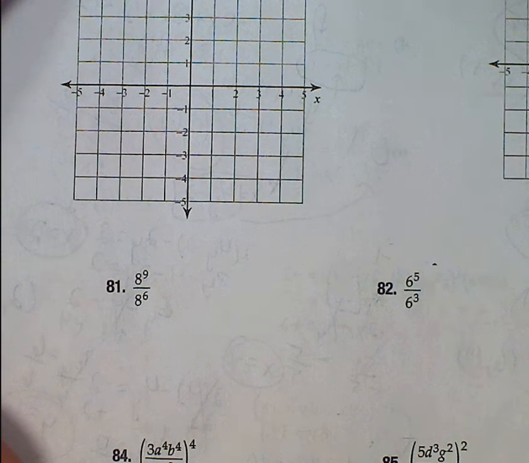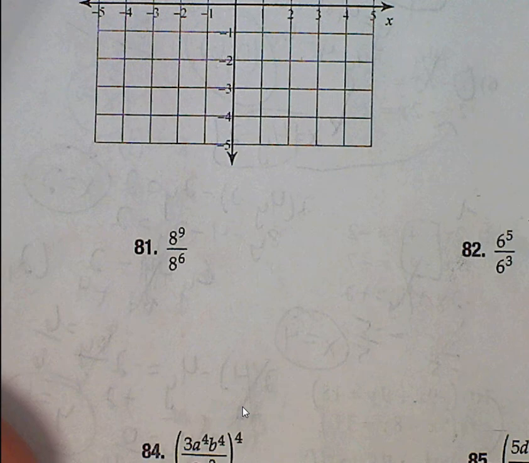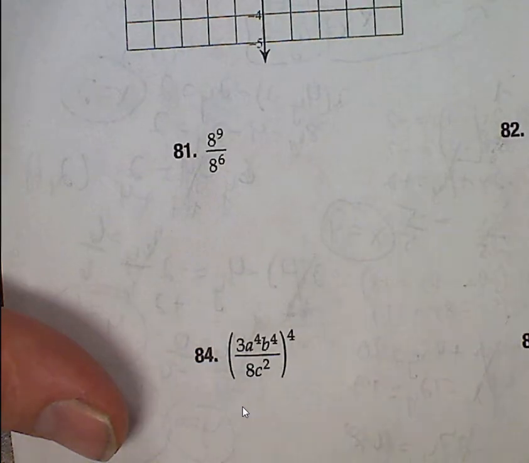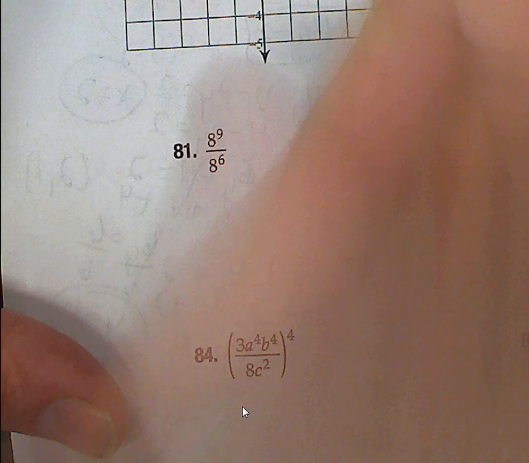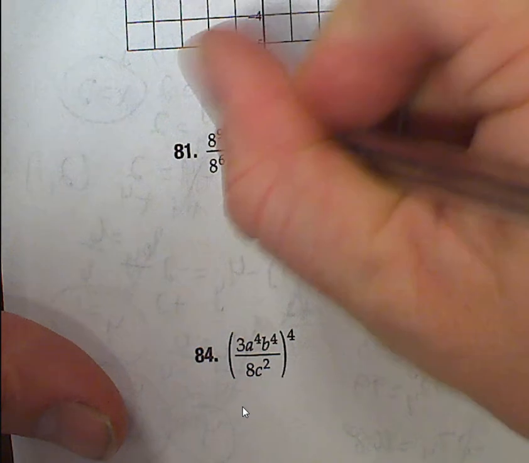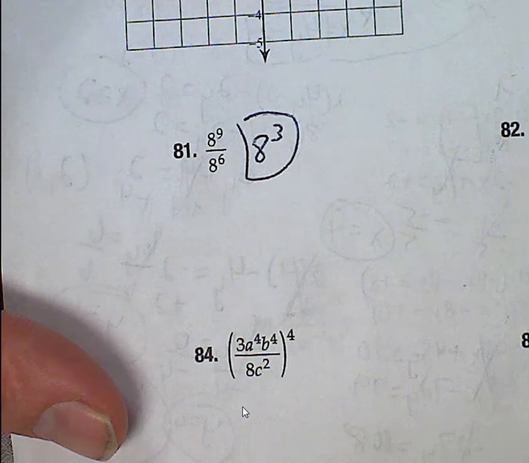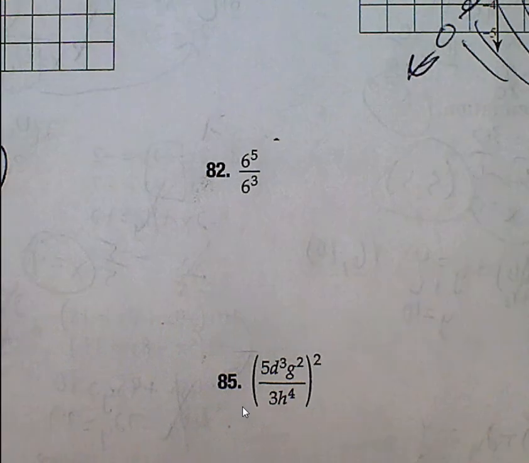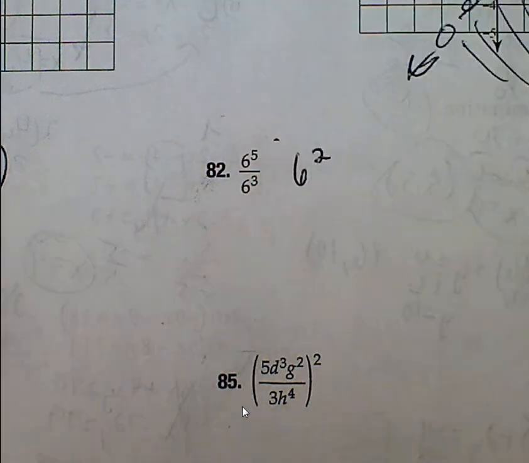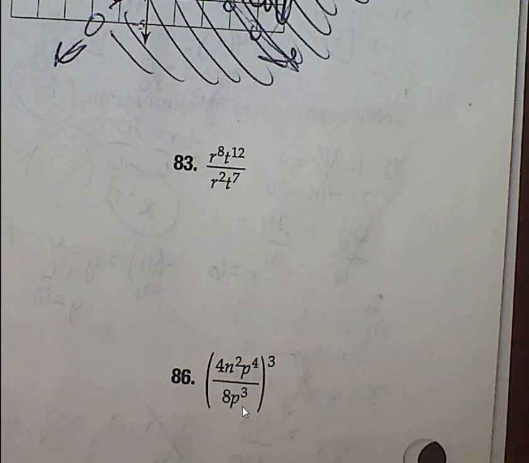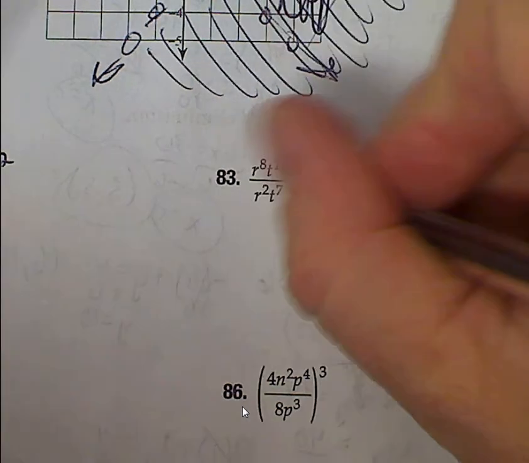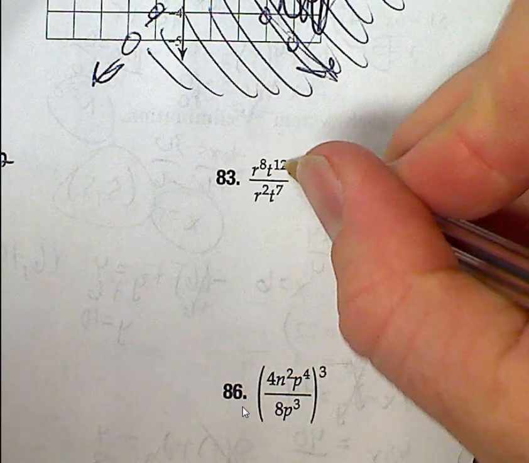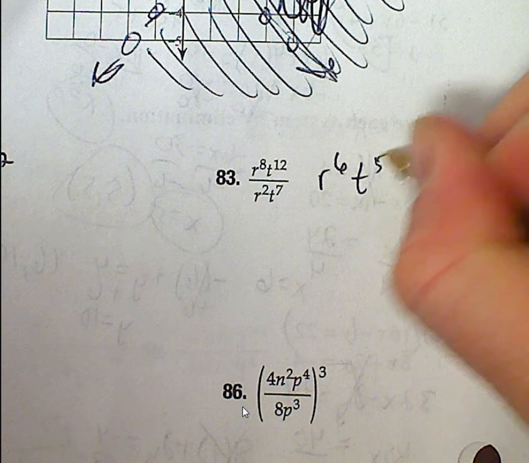Number 81. My top and bottom, what we do is we go ahead and subtract. 8, 9, that becomes 8 to the third. 9 minus 6 is 3. 5 minus 3 is 2. 8 minus 2 is 6. 12 minus 7 is 5.